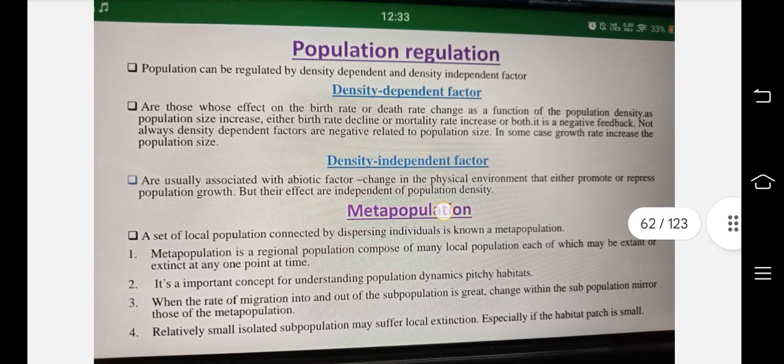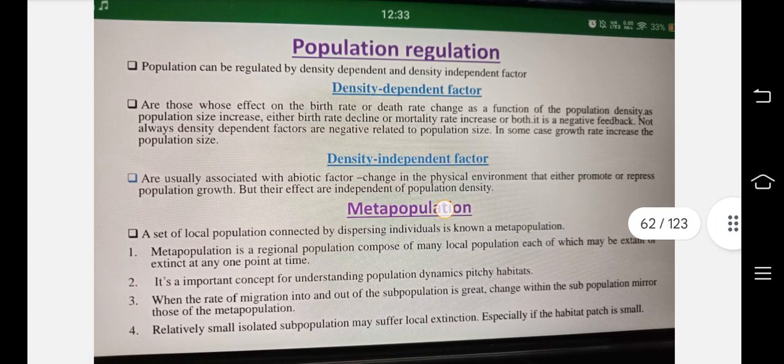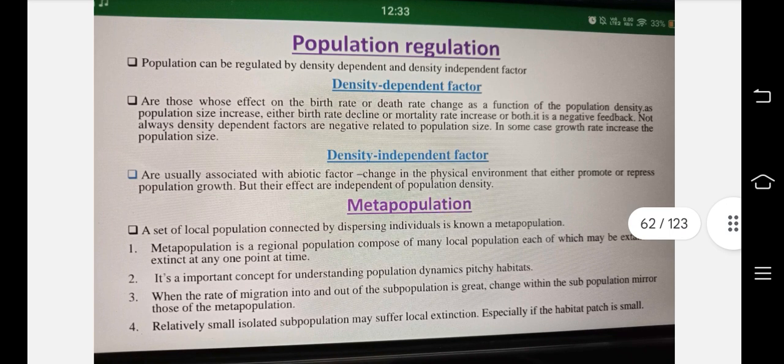Population regulation. Population can be regulated by density-dependent and density-independent factors. Frequently, birth rate or death rate change as a function of population density. As population size increases, either birth rate declines or mortality rate increases, or both. It is a negative feedback. Not always are density-dependent factors negatively related to population size; in some cases, growth rate increases with population size.